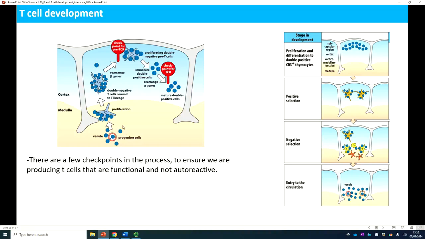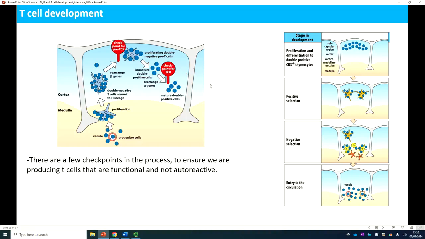So this is that diagram again, showing you the cells progressing through their DN1, DN2, DN3 stages. And it's really showing some of the checkpoints. One of the checkpoints we have here is checking whether they are expressing a pre-TCR. That's obviously the first checkpoint. And then the second one would be checking that they actually have a successfully rearranged T cell receptor on the surface.